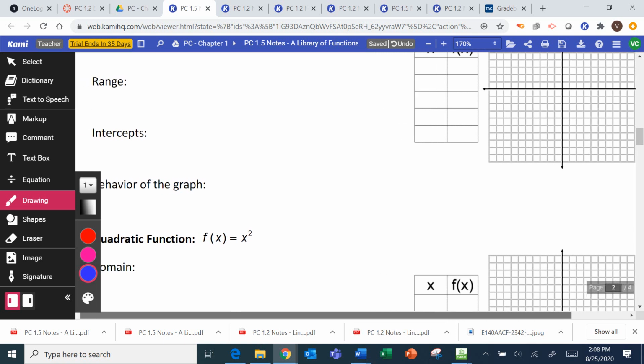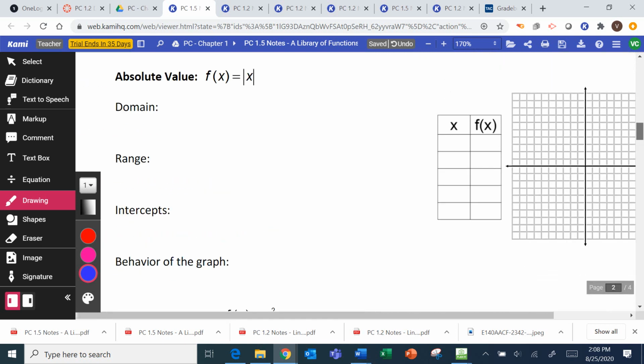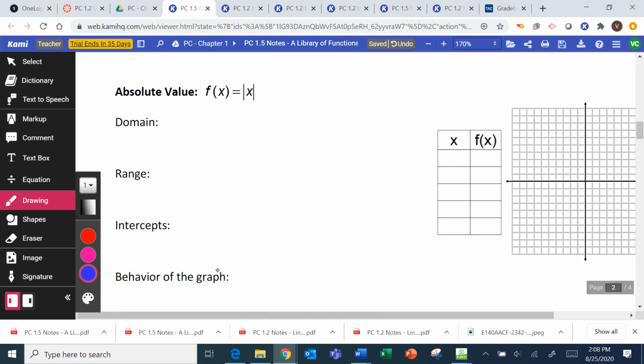So this is called library of functions. We're going to go through a bunch of functions that you studied last year. And then what this is going to lead up to is transformations of functions, which you studied last year. So absolute value looks like f of x equals absolute value of x. These are parent functions. These are before any transformations.